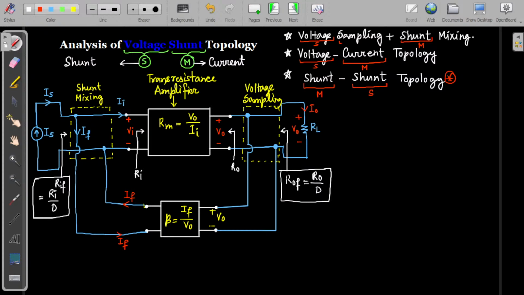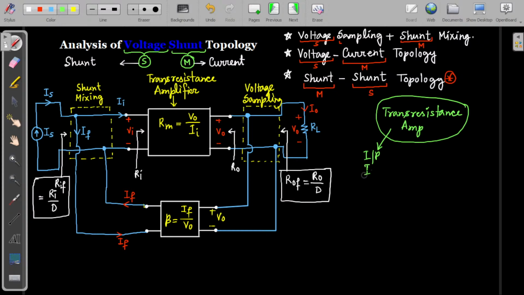So that's why, for the trans resistance amplifier, if you remember, we have already denoted what the input impedance and the output impedance of the trans resistance amplifier were. The input impedance was very low and the output impedance was also very low.